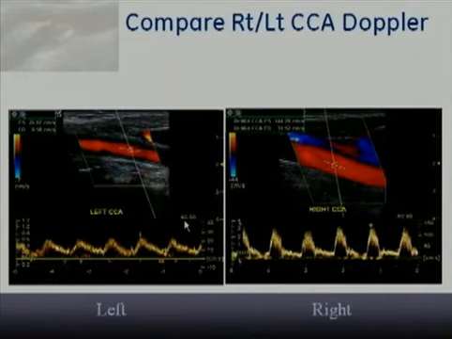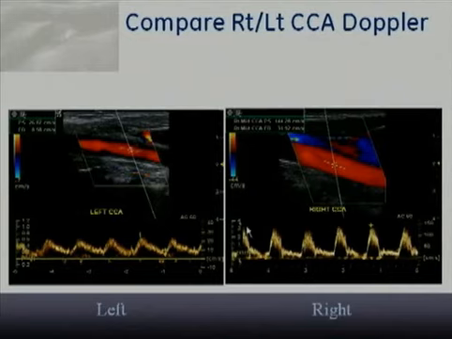Now, another reason we might want to compare the right and left sides would be with proximal disease. And here we have on the left-hand side very low velocities, a tardus and parvus effect to the waveform. When you contrast that with the contralateral right side, we have high velocities, more normal upstroke to the right common carotid artery, and it's really quite different.